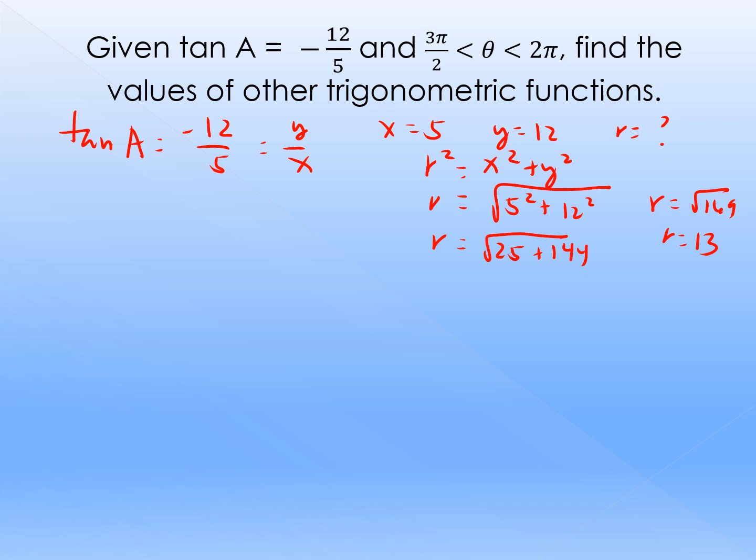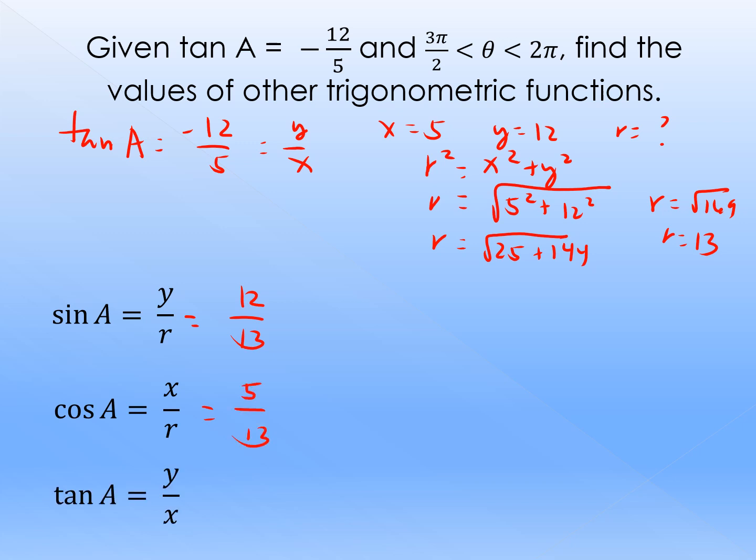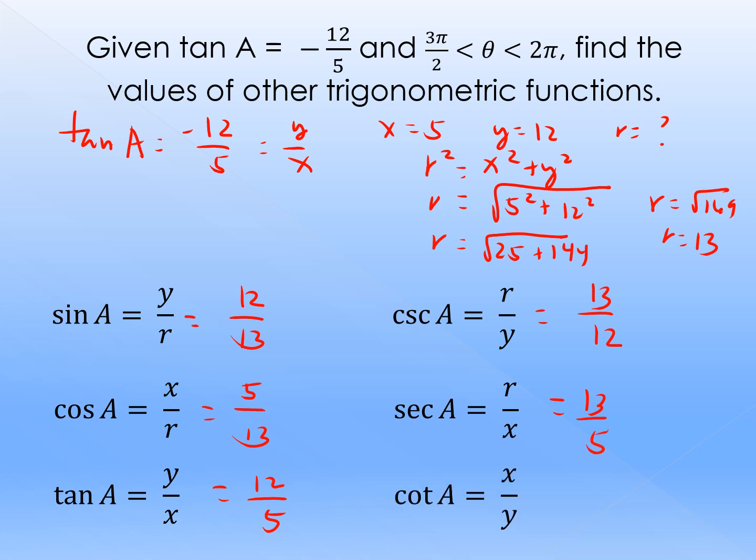Let us now proceed with the substitution process. Sine A equals y over r. So we're going to substitute the values of y and r, and that is 12 over 13. We have cos A equals x over r. By substitution, we have 5 over 13. For tangent A, we have y over x. By substitution, we have 12 over 5. For cosecant A, we have r over y. So by substitution, we're going to have 13 over 12. For secant A, it will be equal to 13 over 5. And for cotangent A, it will be 5 over 12.